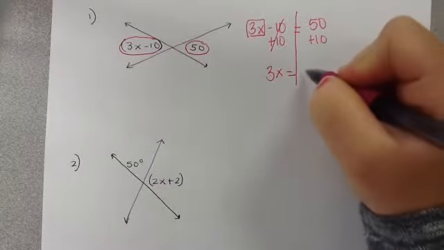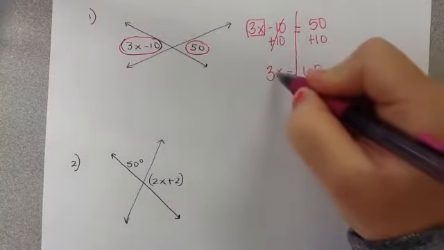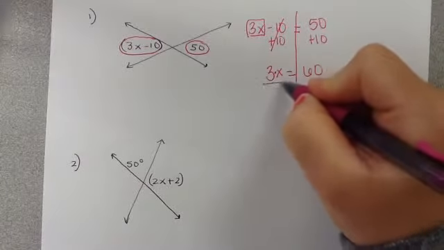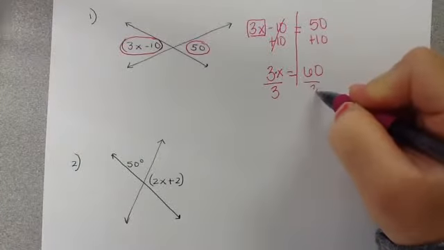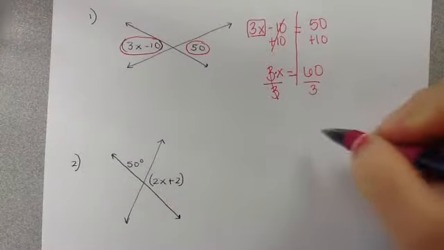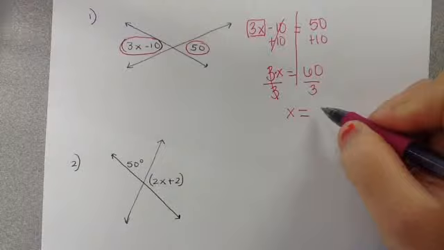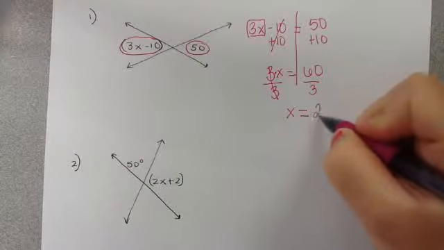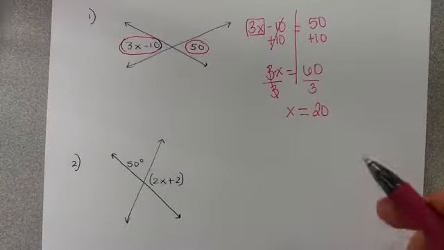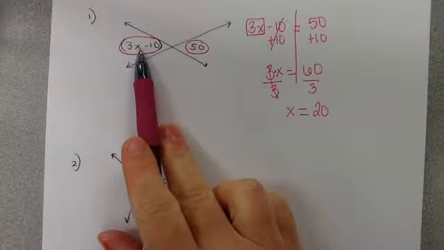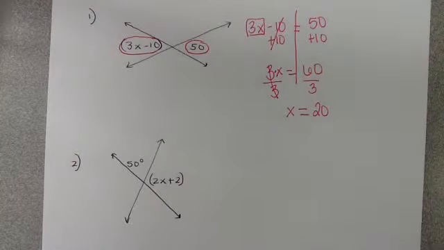3x equals 60. This is 3 times x. How do I undo a times? Divide by 3. What I do on one side, I must do to the other. X equals 60 divided by 3, which is 20. So in order for this to equal 50, x must be 20. So vertical angles must be equal.